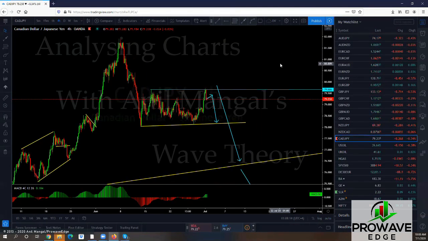So I'm using wave analysis, as all of you know. If you've never heard of me before, my name is Anil Mangal, and let me just go through a trade that I was looking at. Now, this one is a very, very long-term trade, but because we're not doing analysis for you guys, I'm just going to show you the trade setup.